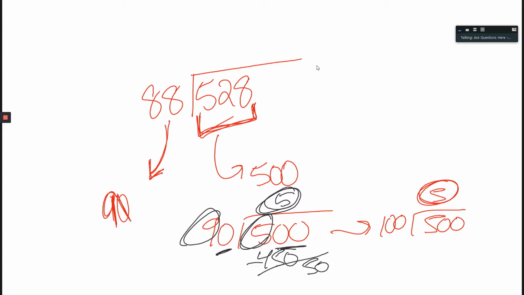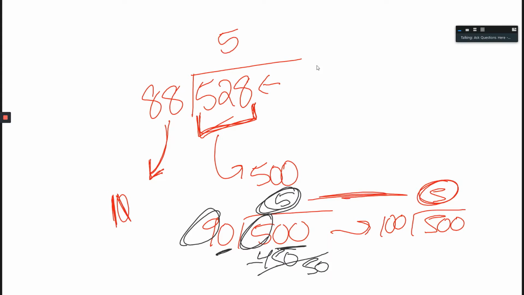Now, the reason why we're estimating in the first place is what I was saying yesterday, when we don't know the times tables for 88. So instead, we try to find the closest values that can get us to 528. And since we estimated that 88 is close to 90 and 528 is close to 500, we can guess and say maybe 88 can go into 528 5 times, right? Because we constantly see this kind of estimation show up.